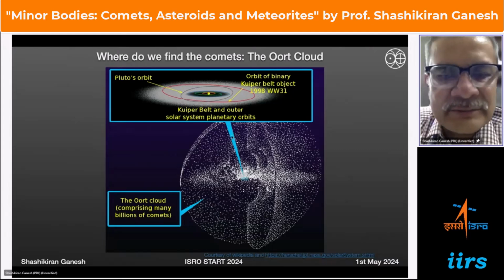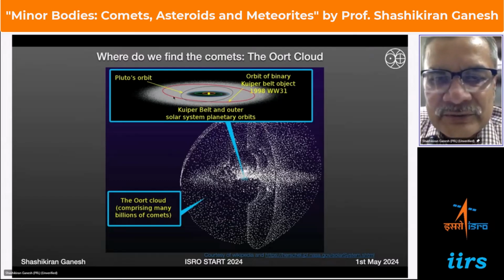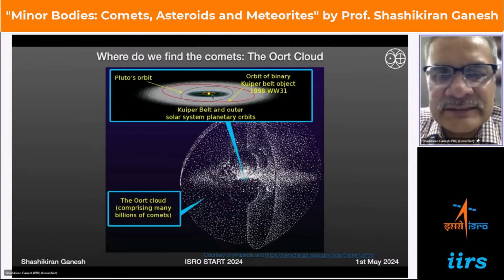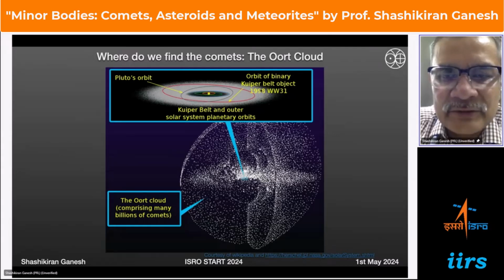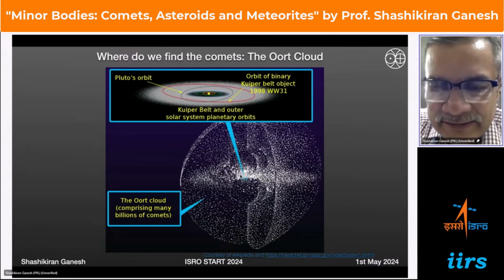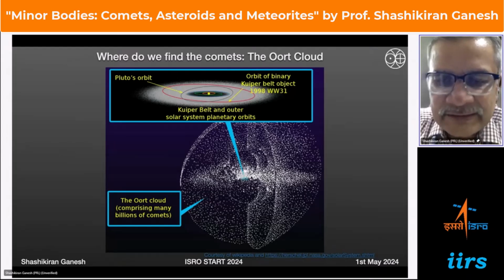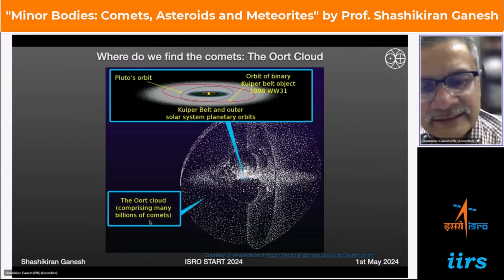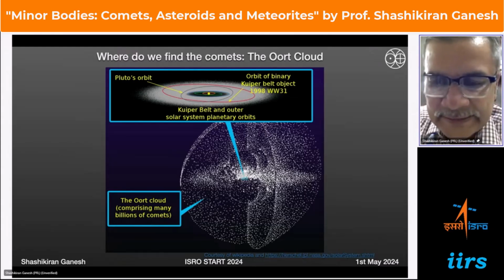I had spoken to you about the Kuiper belt and the outer solar system. This, for example, is Pluto's orbit, and you have the inner solar system, inner in the sense that it is inside Pluto's orbit. And you have the Kuiper belt objects, which are all confined within this small disk here. And the Oort cloud is this cloud of comets all around. The estimates are that there may be billions or even trillions of comets in the Oort cloud.